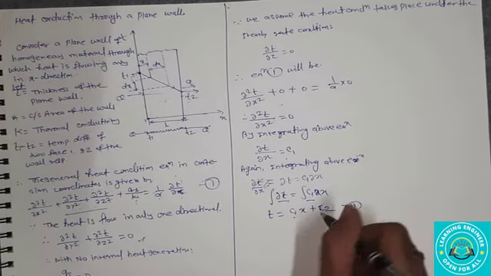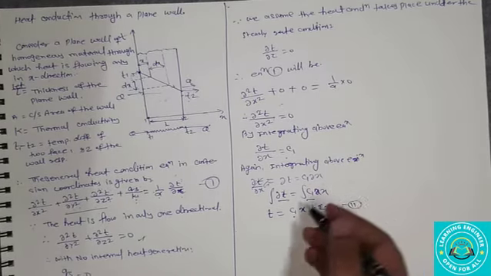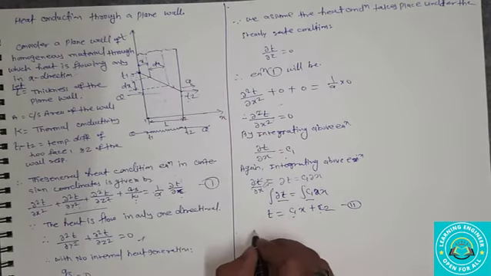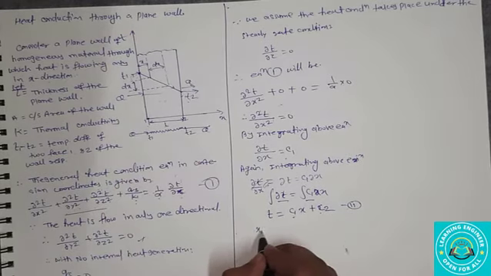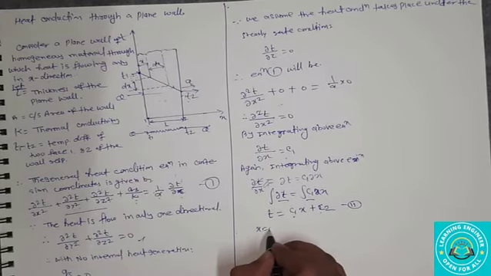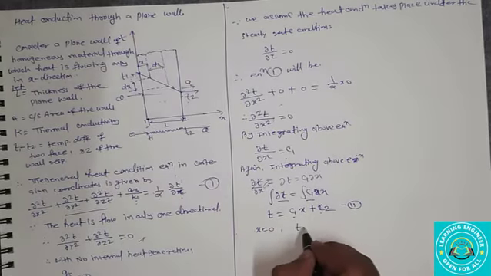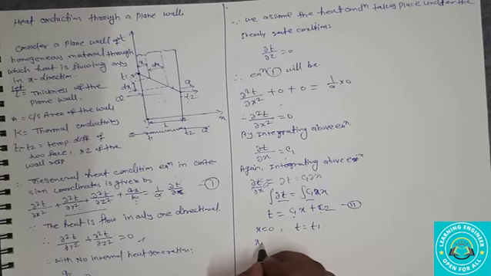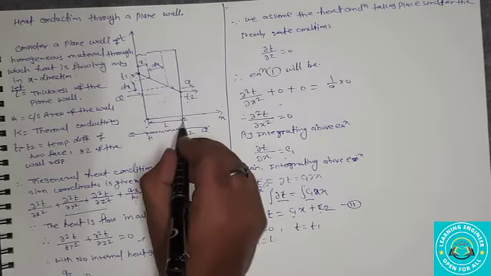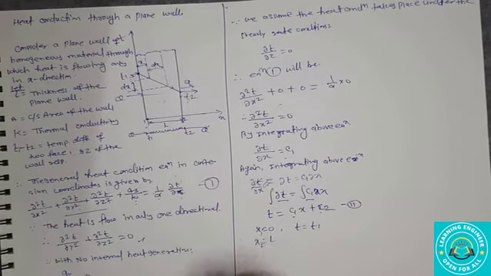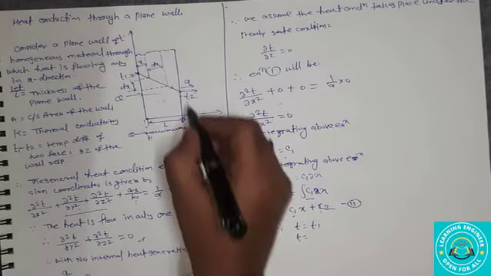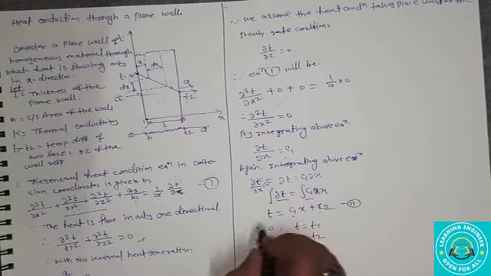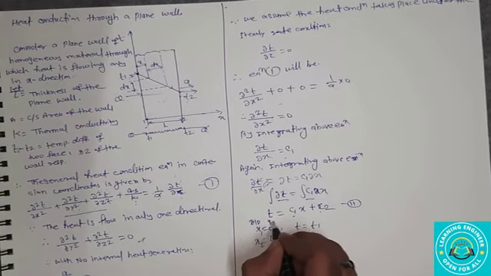C1 and C2 are constants, so we find their values. Therefore from this slab we can say, when x = 0, then T becomes T1. Second, when x = L, then T becomes T2. So basically I have applied the boundary conditions here. I am applying boundary conditions.